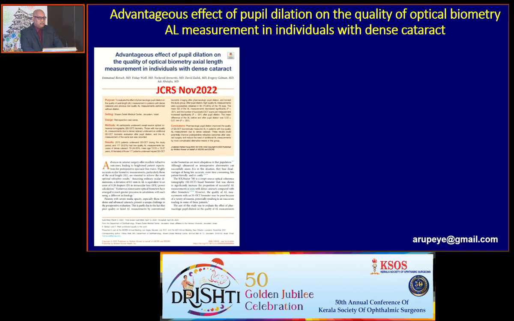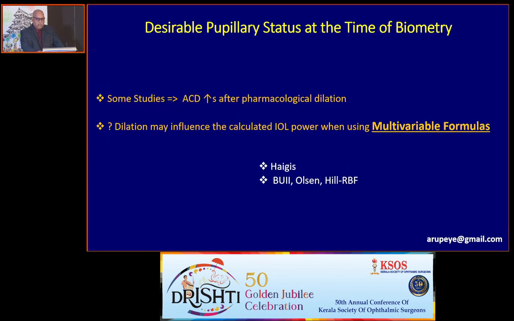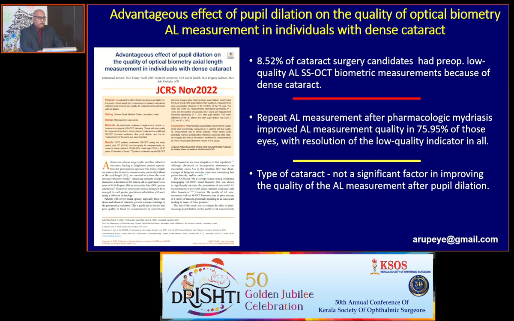Now, recently there was a study using the IOL Master 700. It showed that 52% of cataract patients had very low quality biometric measurements because the cataract was dense. And once those cases were dilated, in almost 76% of the patients, the biometric values improved. So there is some role for pupillary dilatation in case you are not getting proper biometric measurements, even with the optical biometer.